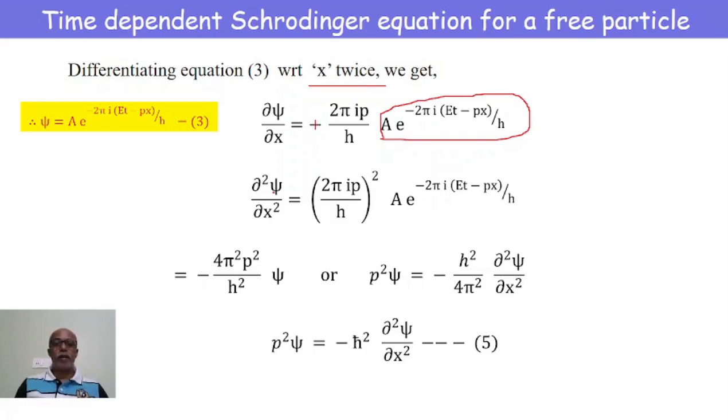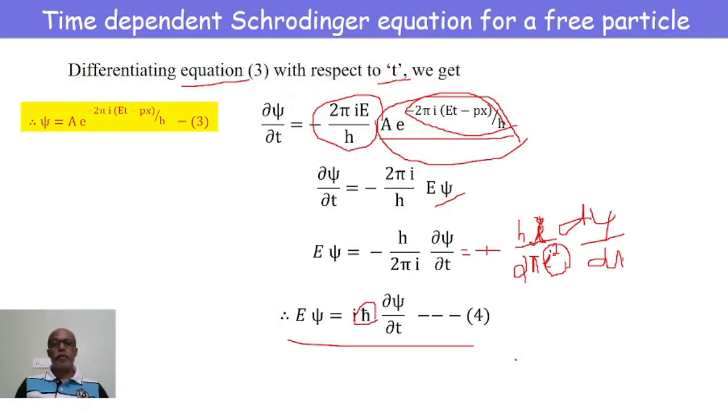Next, differentiating again, we get d square psi by dx square is equal to, again, the same quantity will be repeated. Therefore, it is (2 pi i p by h) whole square into a exponential minus 2 pi i (Et minus px) whole divided by h. This term is psi. And this term is 4 pi square p square by h square, and i square is minus 1. Or p square psi is equal to minus h square by 4 pi square into d square psi by dx square. h square by 4 pi square is nothing but h cross square. Therefore, p square psi is equal to minus h cross square into d square psi by dx square. This is equation 5.